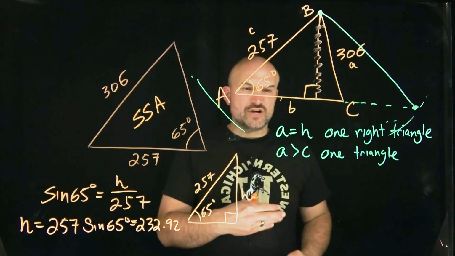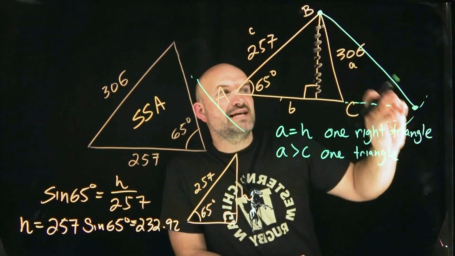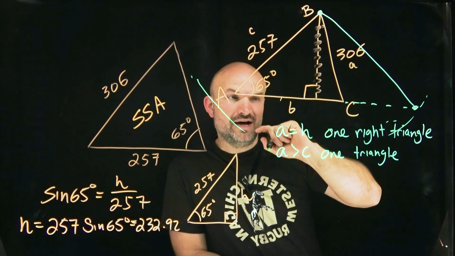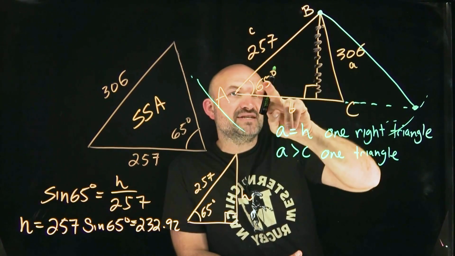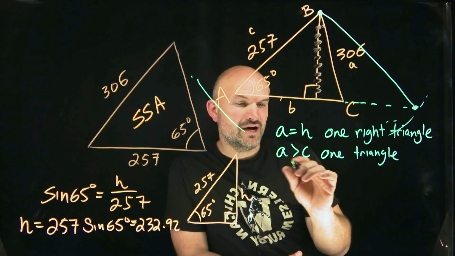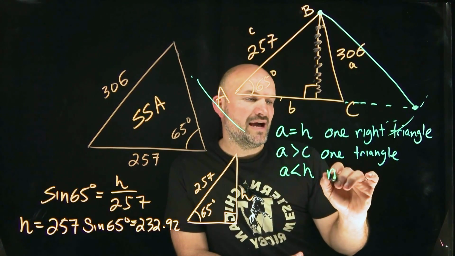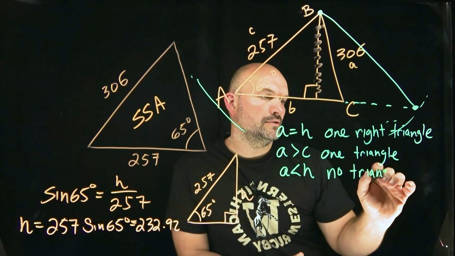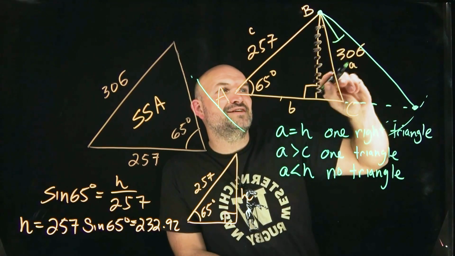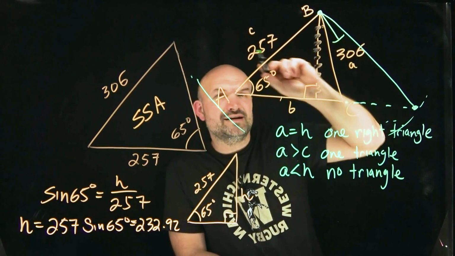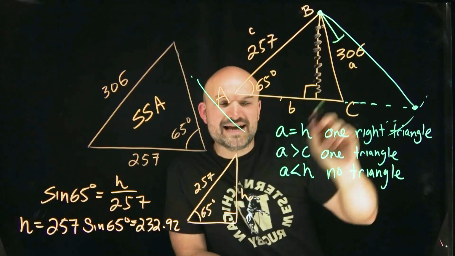So what happens when we have no triangle? What if this side length A was shorter than your height? That's why it's so important to find your height, because if the side opposite your angle is less than your height, so A is less than h, you have no triangle. You can see if this was really short, it's never going to make a triangle. Even if it was right there, it'd be short of the height.